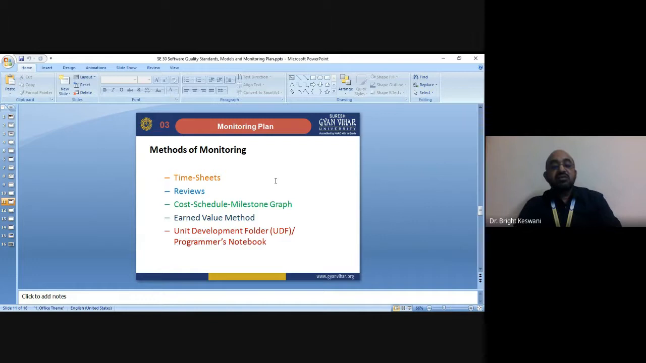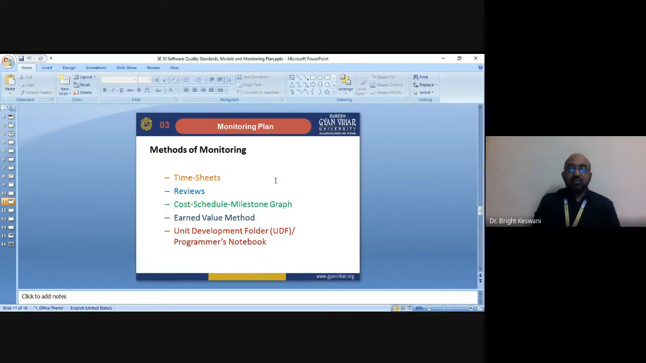The third method of monitoring is the cost schedule milestone graph. So there is a graph between the expenditure, cumulative budget and the time. This graph represents the planned cost of different milestones, and it also shows the actual cost of achieving the milestones gained so far. By having both the planned cost versus milestones and the actual cost versus milestones on the same graph, the progress of the project can be easily evaluated. So such a graph will help you identify or evaluate the project easily.